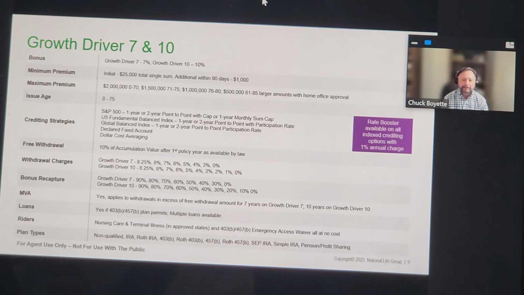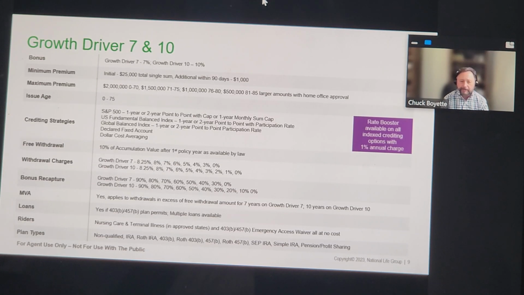So to go into some specifics, much like Zenith, Growth Driver has pretty much the same parameters. 25,000 is the minimum premium. 2 million is the max up to 870, less amounts after that. Issue age is a little bit different, 0 to 75. So a little bit younger, but issue age there in terms of max issue, 75 versus 85.